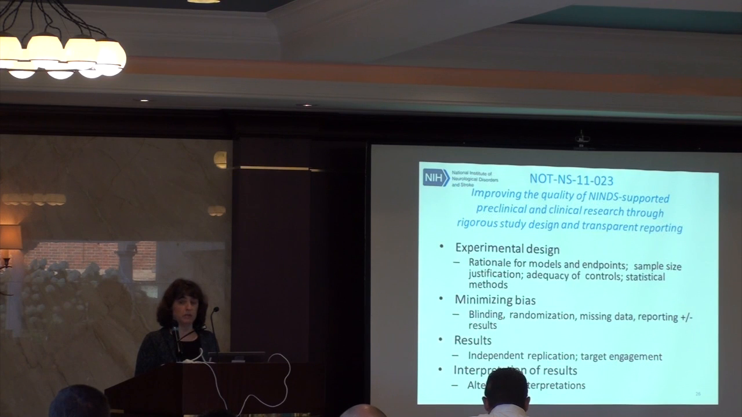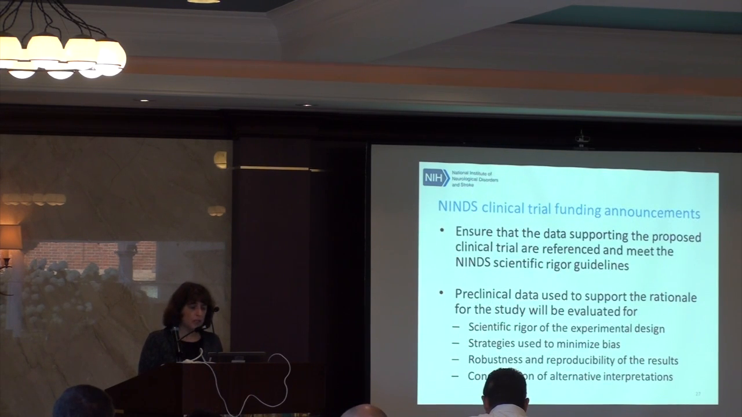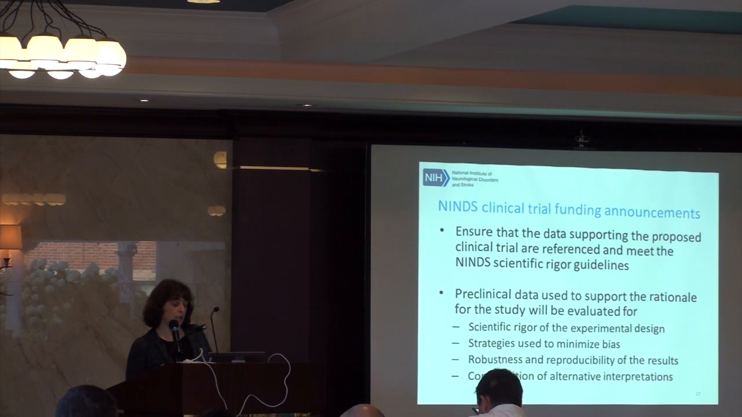And also, when interpreting the results, getting back to the point of people wanting to have that high impact paper and making very large claims, just make sure that the interpretation of results is valid and that alternate interpretations are also addressed. So the NINDS clinical trial funding announcement specifically will reference the document that I just mentioned, as well as the rigor guidelines, with the hope that, again, you're focusing on looking at the preclinical data to make sure that you can make valid conclusions about those data before moving into your clinical trial.